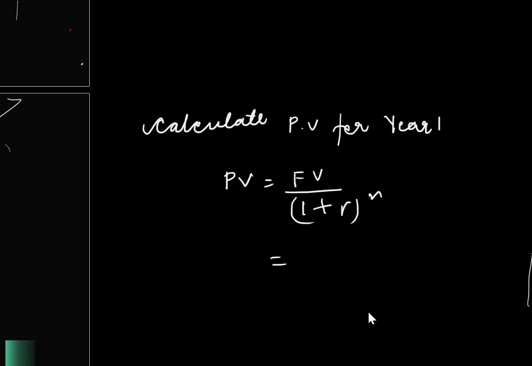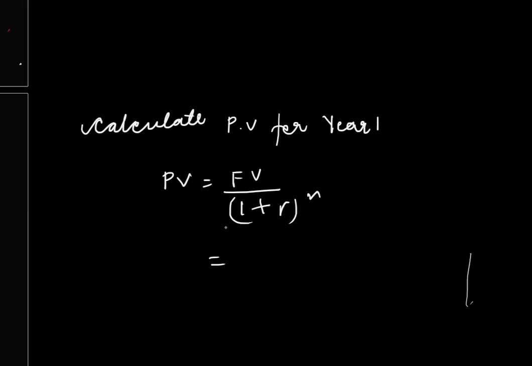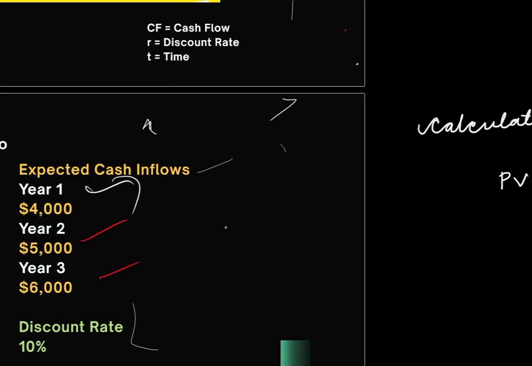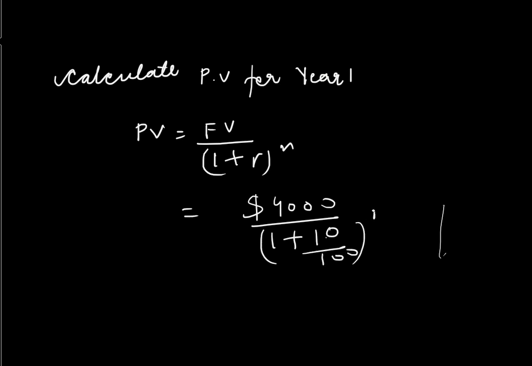Firstly, you have to calculate the present value for year one. To calculate the present value, you have this formula. You have to put all the values in this formula only. So for year one, the future value has been given as $4,000. So we'll be calculating on this. For 4,000, the discounting rate was 10%, right? And time is 1 year.